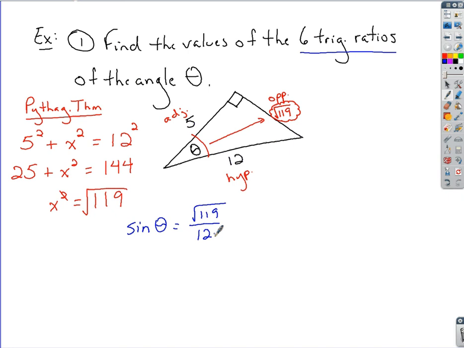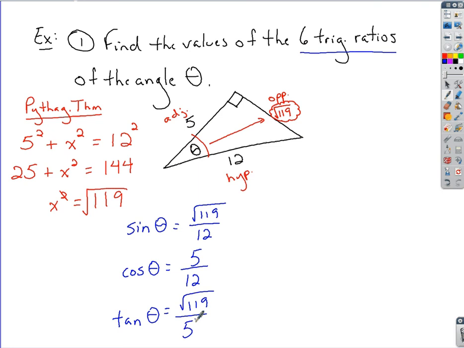The cosine of theta, again, if we're using SOHCAHTOA, we've got the C, the A, and the H now, right? It's adjacent over hypotenuse. So adjacent is 5, hypotenuse is 12. You've got your tangent. Tangent is going to be, let's see, TOA, opposite over adjacent. So it's going to be the square root of 119 over adjacent, which is 5.